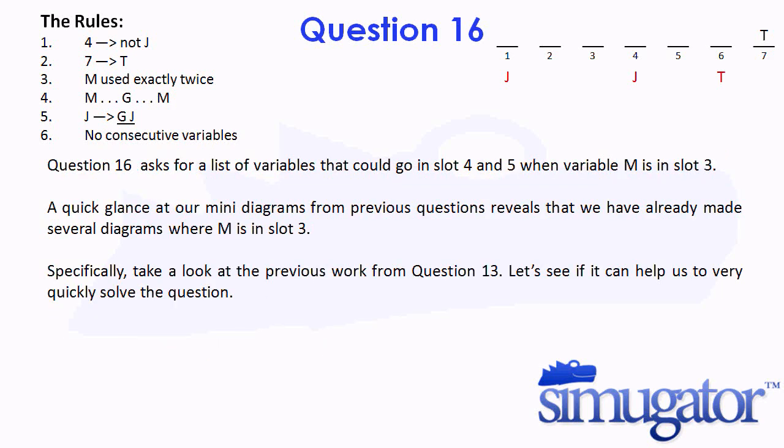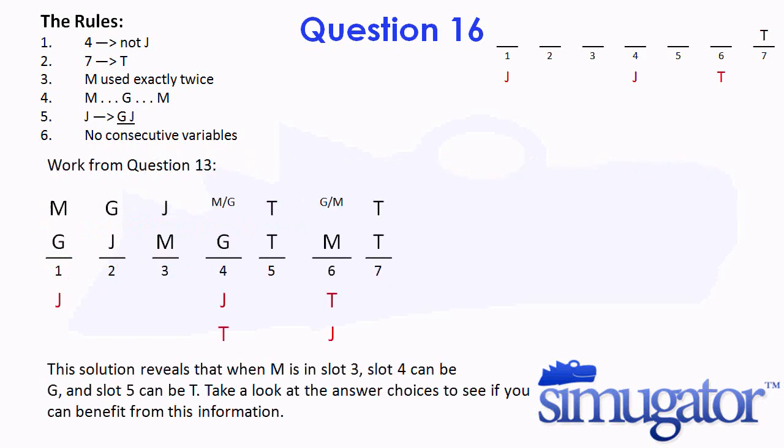Question 16 asks for a list of variables that could go in slot 4 and 5 when the variable M is in slot 3. Now, a quick glance at our mini diagrams from previous questions reveals that we have already made a diagram where M is in slot 3. Specifically, take a look at the previous work from question 13. Let's see if it can help us solve the problem.